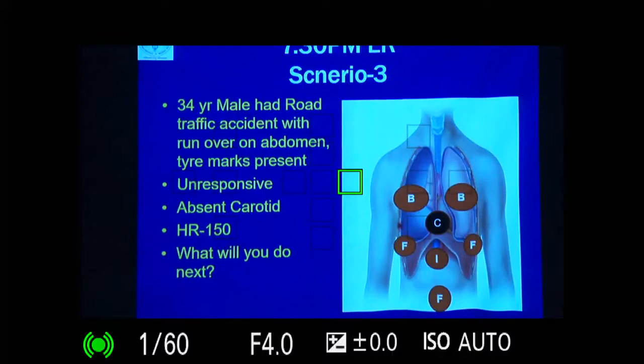Okay, let us see. Move to case scenario 3. Yes, sir. You can read that. Sit and read. 34-year-old man, road traffic accident with a run over the abdomen. Tire marks present. So, what do you think the cause of arrest may be?